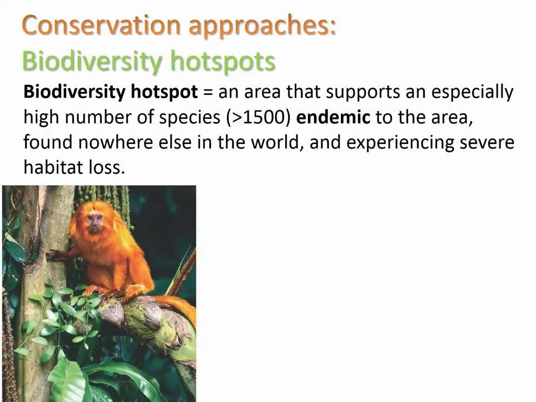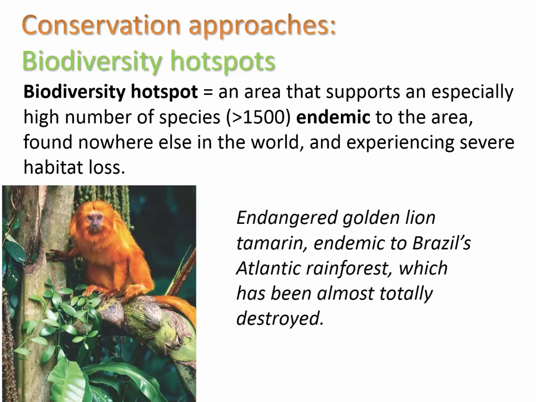So here's another idea, the biodiversity hotspot. It's an area that supports an especially high number of species, more than 1,500, endemic to the area, meaning found nowhere else in the world, and experiencing severe habitat loss. So this is the endangered golden lion tamarin, which is endemic to Brazil's Atlantic rainforest, which has been almost totally destroyed.